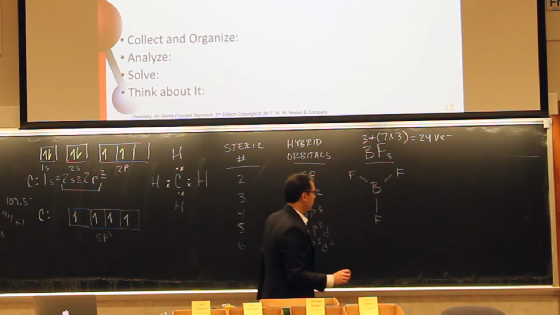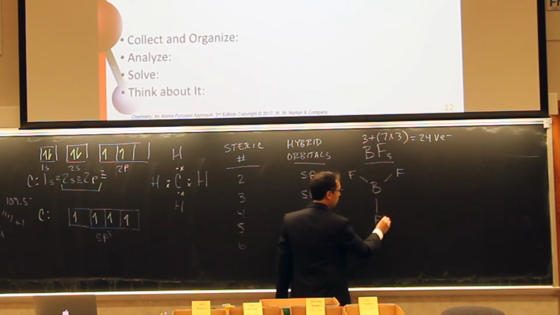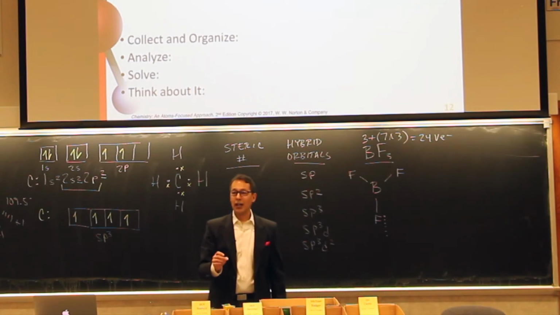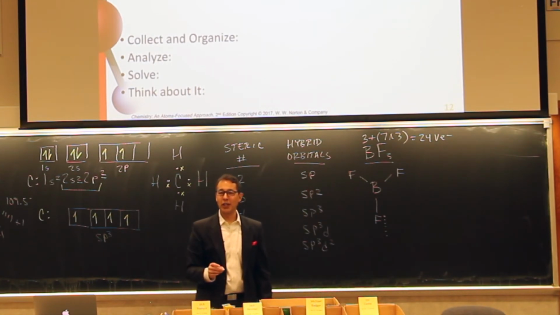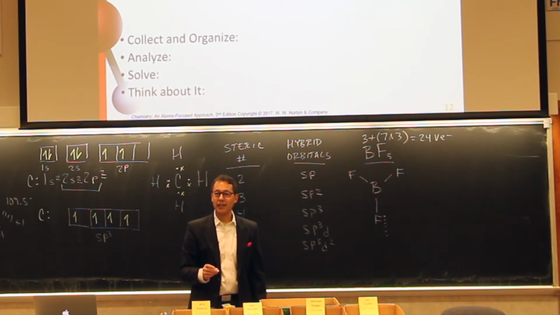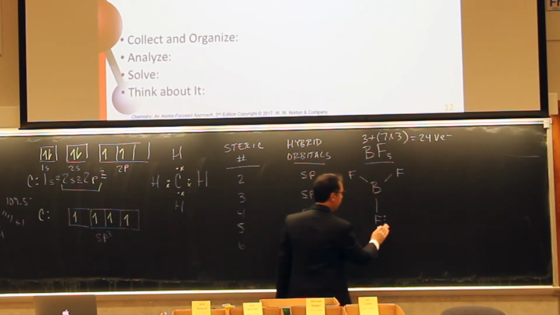Add 6 electrons to each fluorine, right? So 1, 2, 3, 4, 5, 6. I'm being a smart ass. How do I do this right, Victoria? Okay, thank you. There's one in every crowd, right?